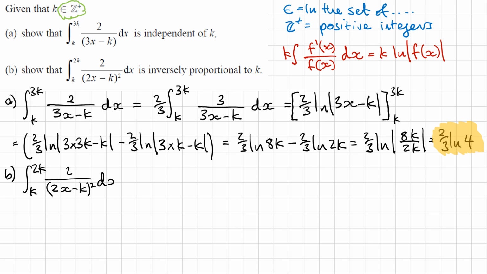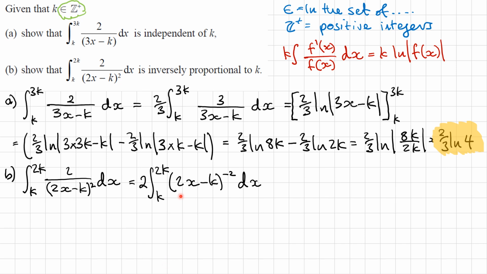This is going to be a different method to the first one, in that the bottom differentiated doesn't give you the top. So whenever you've got something like this, we're going to rewrite this and bring the bottom to the top and write the whole thing as power -2. So I'm going to bring the 2, which is the constant, over to the other side. It's just good practice to do that. It often makes integrations just a little bit easier. So the 2's been brought over, and the denominator I write as (2x minus k) to the power -2 dx.